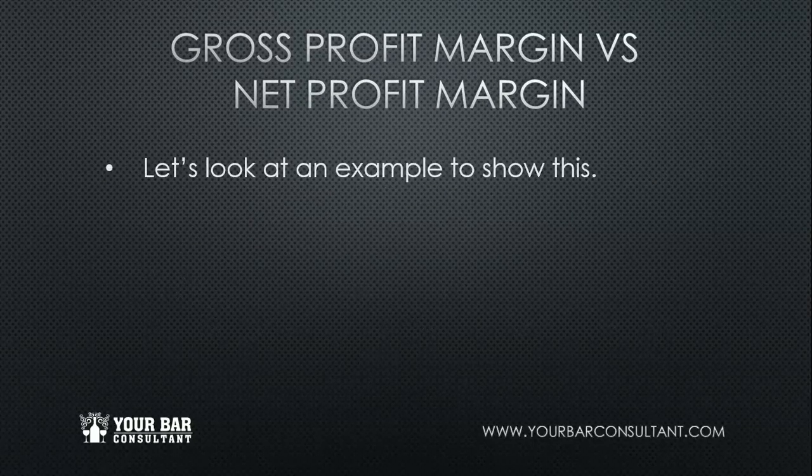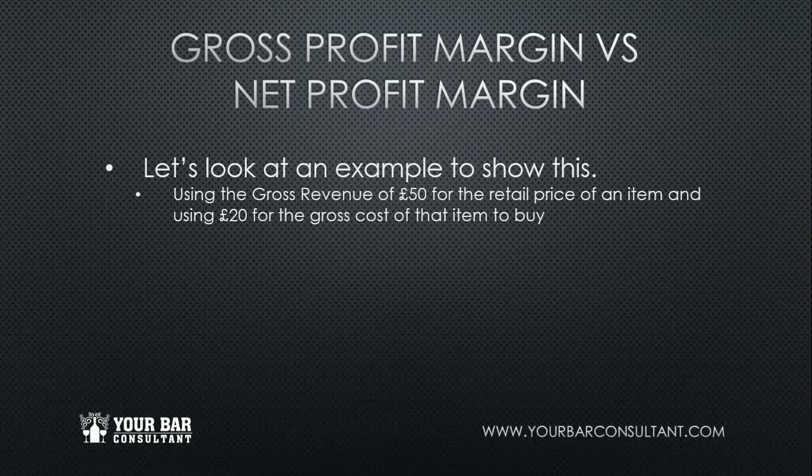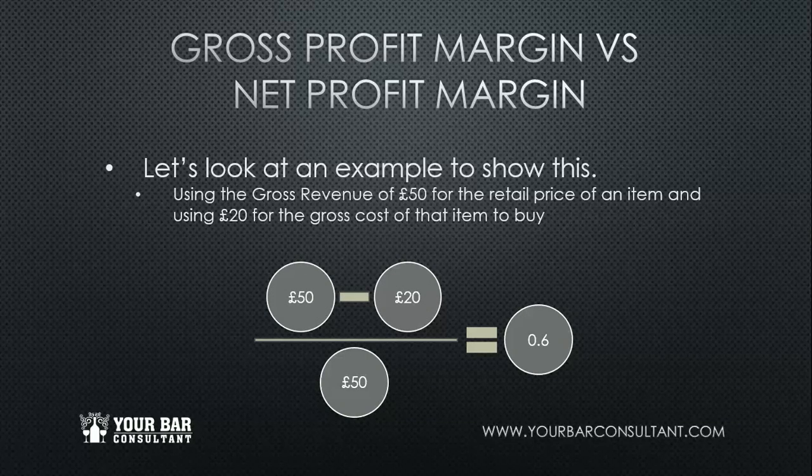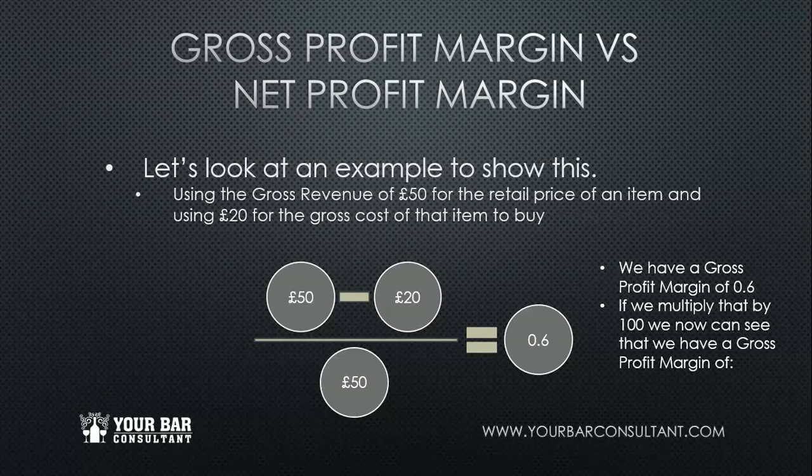So let's look at an example to show this. Using gross revenue figures of £50 for the retail price of an item and using £20 for the gross cost of that item to buy in, we have £50 minus £20 divided by the £50 again, and that gives us 0.6. So we can say that we have a gross profit margin on the item of 0.6. And if we multiply that by 100, we can now see that we have a gross profit margin percentage of 60%.